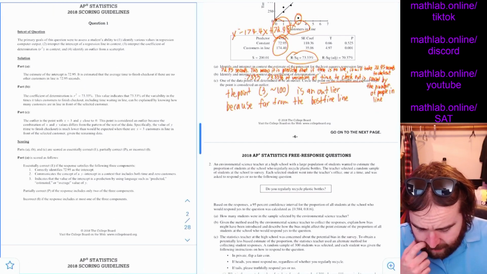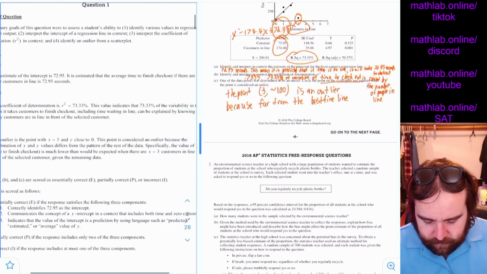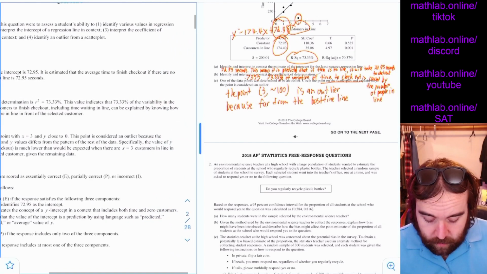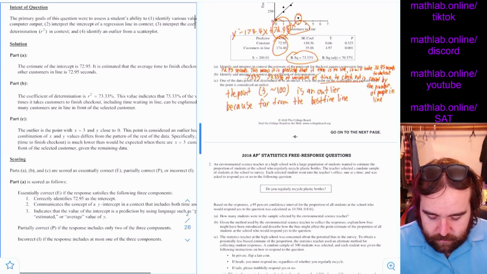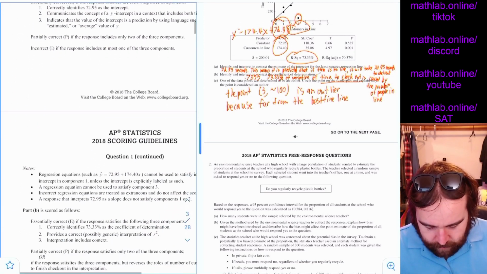So, I mean, they say that the value indicates that percent of the variability in time it takes for customers to finish checkout, including time waiting in line, can be explained by. So that's the same thing as caused by, right?